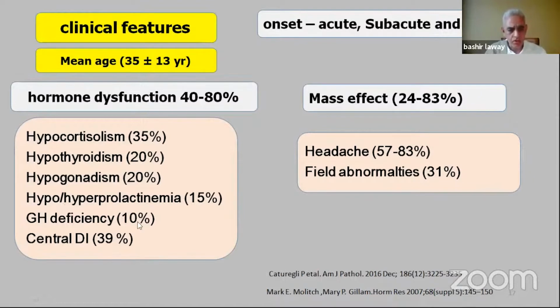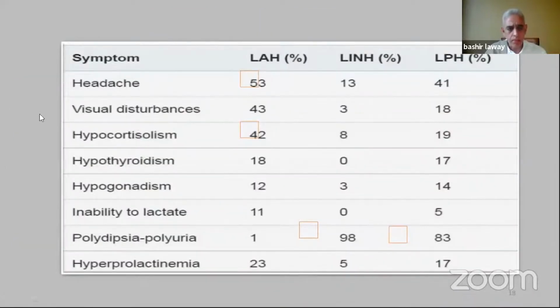Growth hormone deficiency is also not so common. Central DI is seen in almost 40% of the patients. So as I said, there are 3 types of hypophysitis: this is the adenohypophysitis, this is infundibular neurohypophysitis, and this is the panhypophysitis.